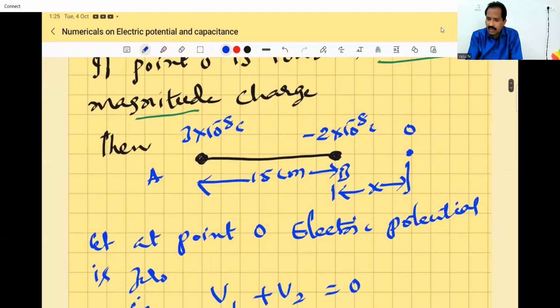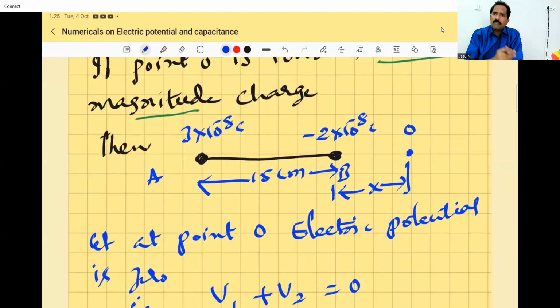Now, even in this case also, at the point O, we have two potentials. One is due to Q1 and another due to Q2. V1 is there, V2 is there, add up, equal to 0. Simplify, get the answer. But you have to be very careful in taking the distances, children.